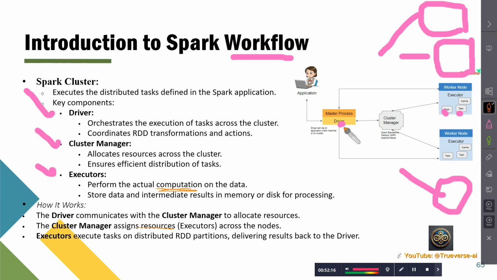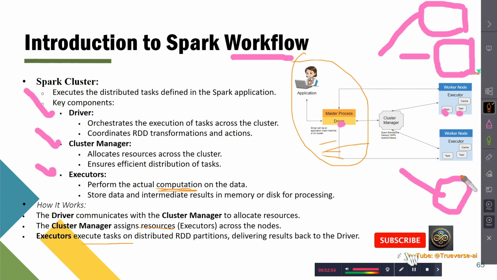Across each node. So cluster management will decide where our data is and which analysis we have in each cluster. The executor executes tasks on distributed RDD partitions and delivers results back to the driver. So, the executor, RDD is here. We will partition first and then send to here.